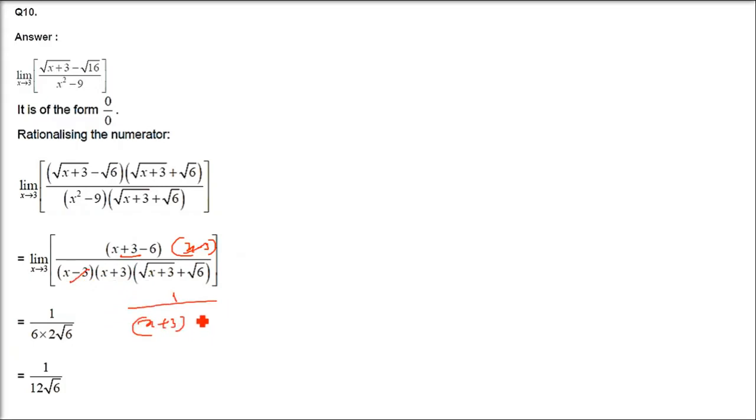And in the bracket you have under root x plus 3 plus under root 6. Now just apply x as 3. So 1 by 3 plus 3 is 6. And here you have under root 3 plus 3, under root 6, and under root 6 is already there. So under root 6 plus under root 6 are 2 under root 6. And 2 and 6 will become 12. So 1 by 12 under root 6 is going to come.